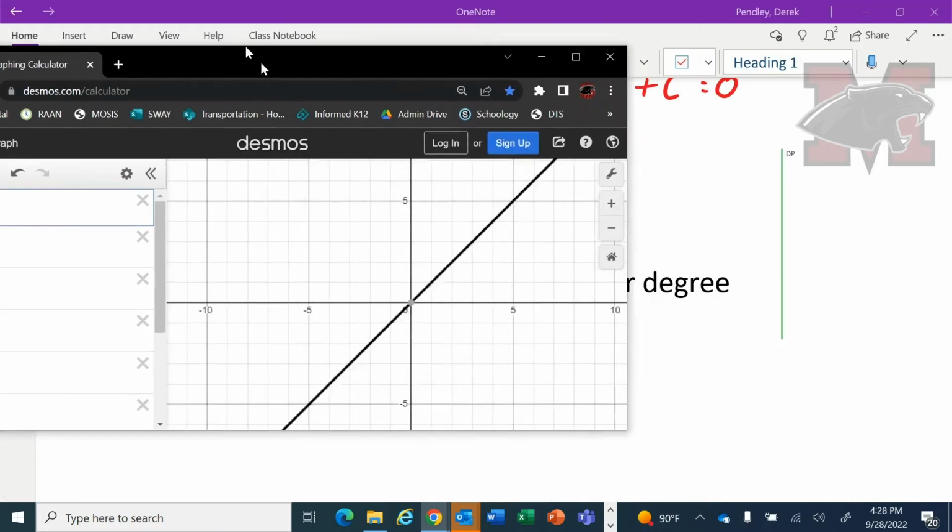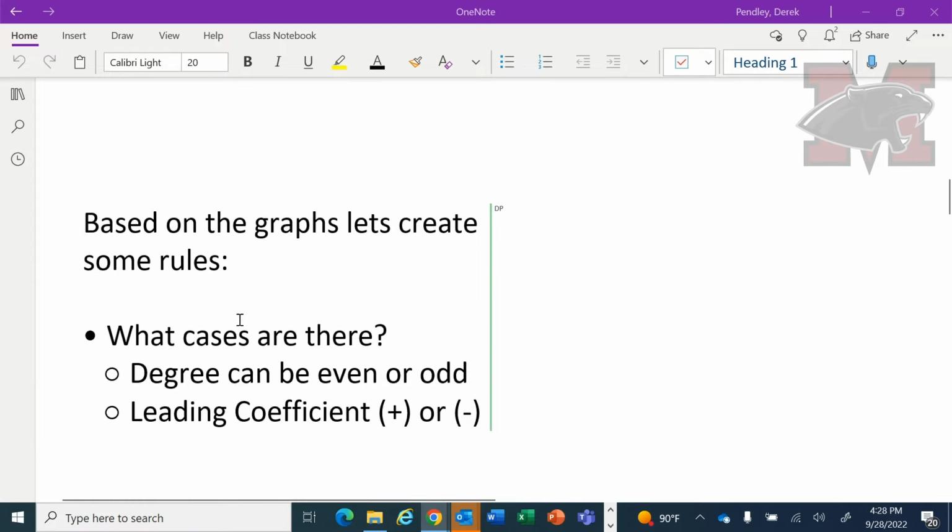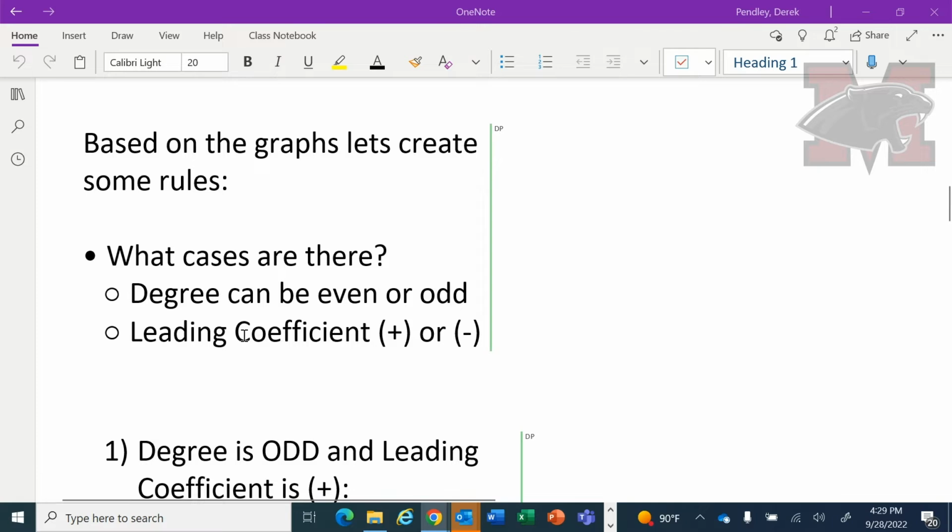So let's take what we just learned there and write some rules here. So first thing I want to do is, based on those graphs we just looked at, let's create some rules. So what do I want to look at? Well, first, what cases are there? And the ones we identified were, was the leading coefficient positive or negative? And then the highest degree term, was it even or odd? Because those were the two things that affected the graph. That highest degree term being even or odd affected the graph, but they all mimicked each other. And then the leading coefficient being positive or negative also affected the graph by taking the inverse. So let's look at the first one.